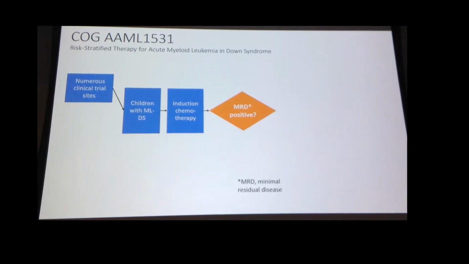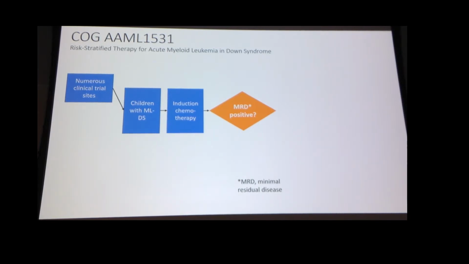All right, so the study that I had the good luck to work on with Dr. Hirsch is called 1531, Risk Stratified Therapy for Acute Myeloid Leukemia and Down Syndrome. Now here's what this study looked like. The study investigators enrolled many different children at various clinical trial sites. All of these kids had MLDS.